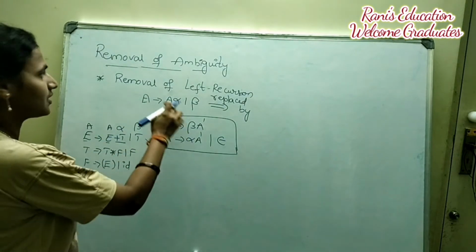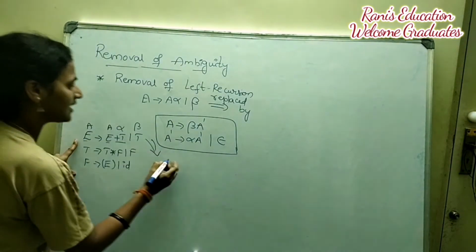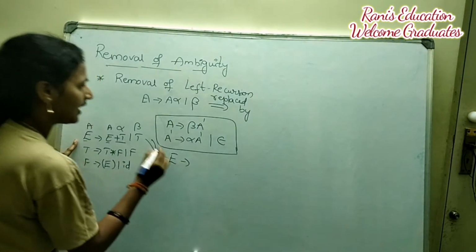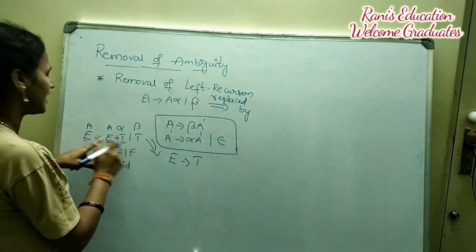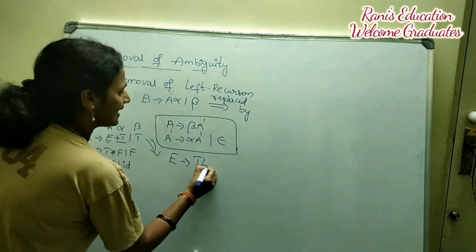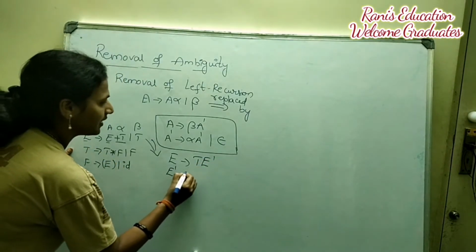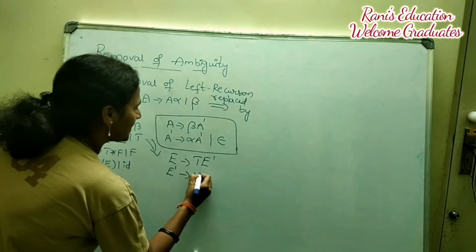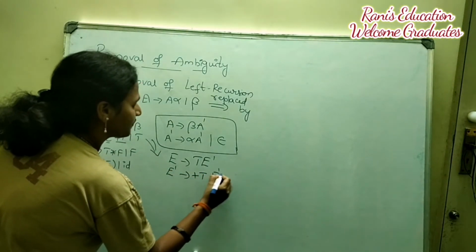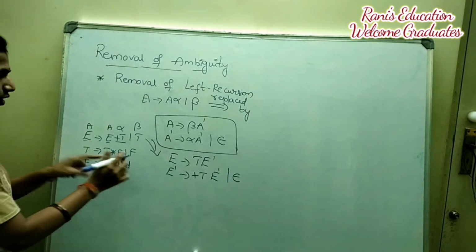According to the removal of left recursion, the production will be like this. A is E and beta is T and A dash. A dash is nothing but E dash. Now, what is E dash here? E dash derives alpha, alpha is plus T E dash, or epsilon.